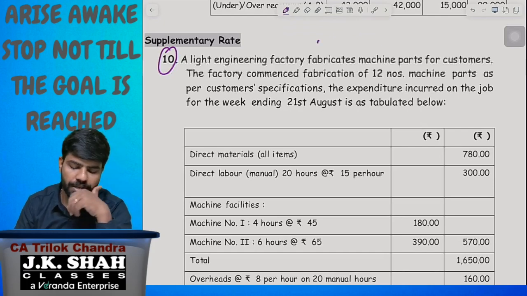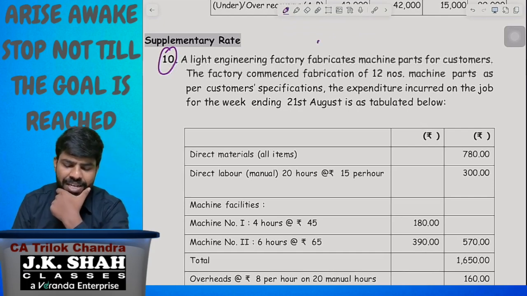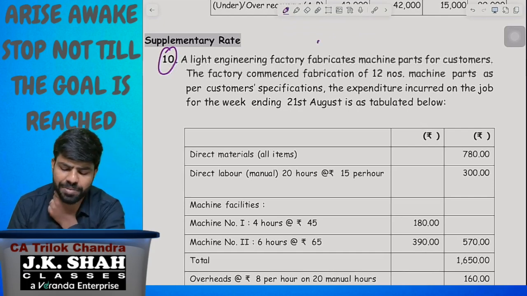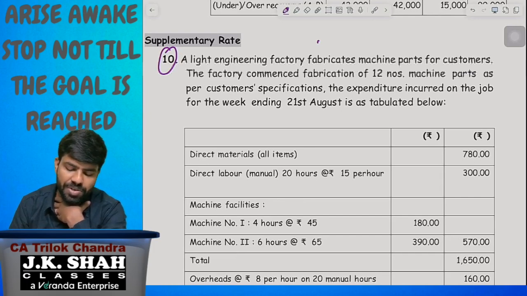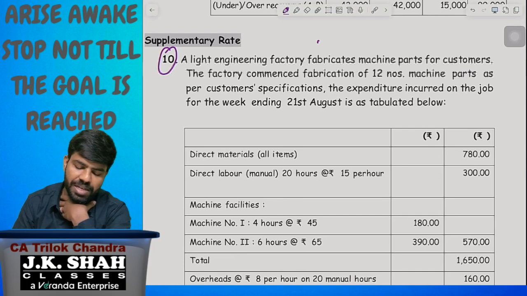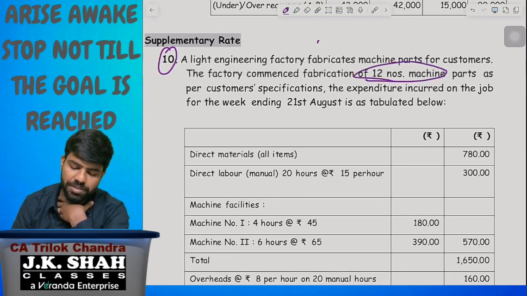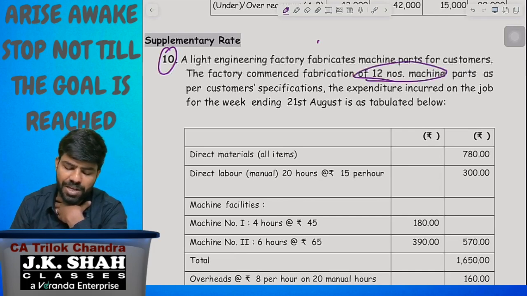A light engineering factory fabricates machine parts for customers. The factory commenced fabrication of 12 machine parts as per customer specifications. The expenditure incurred on the job for the week ending 21st August is as tabulated below. So actually the company is into fabrication work, and they commenced fabrication of the 12 parts. Regarding the 12 parts, they have given the information as on 21st August.